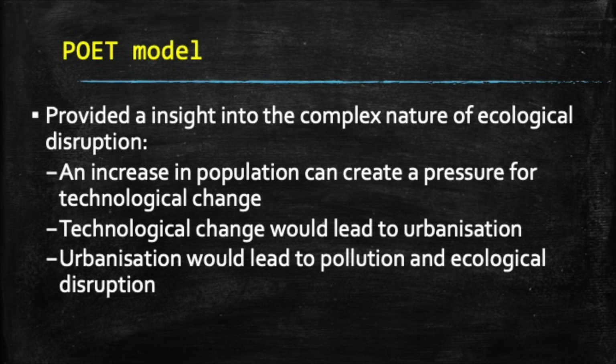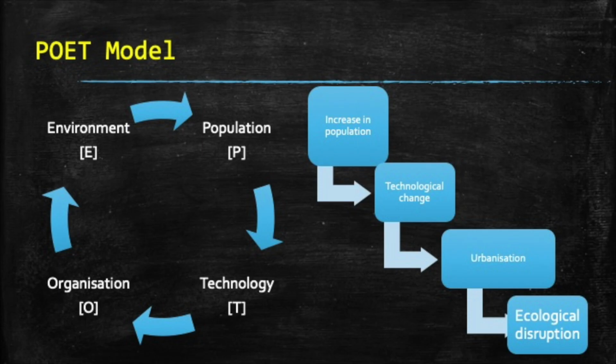Ecological disruption or environmental degradation takes place when any element of this ecological complex changes. For example, an increase in the population can create a pressure on technological change, and technological change would lead to urbanization, and urbanization would lead to pollution or ecological degradation. So, if you can see this figure, it becomes clear that O.D. Duncan's POET model is a model where different elements of the ecosystem are always in constant relationship with each other.